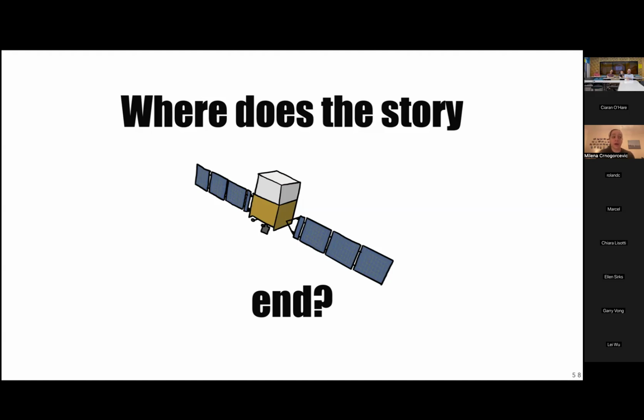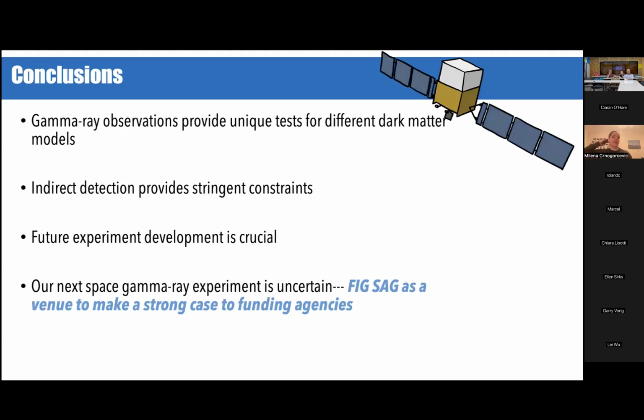So I would like to invite you all to help me convince the gamma ray astronomers that dark matter, even though we haven't detected it yet, is a very exciting venue to pitch when it comes to space-based gamma ray astronomy. And I will leave you with some very brief, top-level conclusions: gamma ray observations provide unique tests for different dark matter models. Indirect detection provides stringent constraints, as we've seen in a few cases.